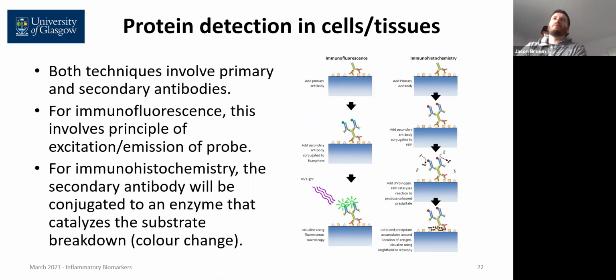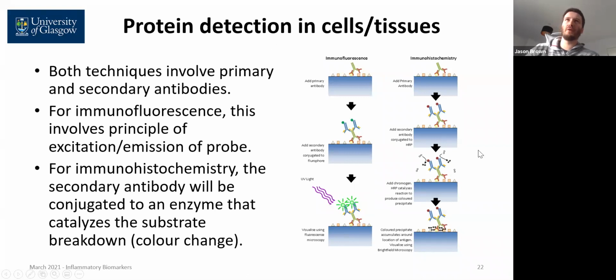Both techniques involve a primary antibody, and if you are using the indirect method, then it will involve a secondary antibody. For immunofluorescence, this involves the principle of excitation and emission, very similar to the multiplex immunoassays. So you have immunofluorescence here on the left-hand side. If the protein is present within your tissue biopsy, then the primary antibody will bind to it. You can then add a secondary antibody that's conjugated to a fluorescent probe. Following excitation, the fluorescent probe can then be visualized using a fluorescence microscope. Usually confocal laser scanning microscopy is used for immunofluorescence.